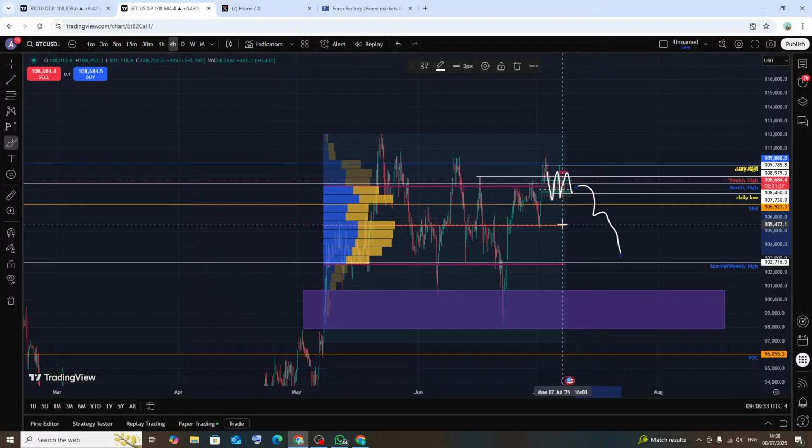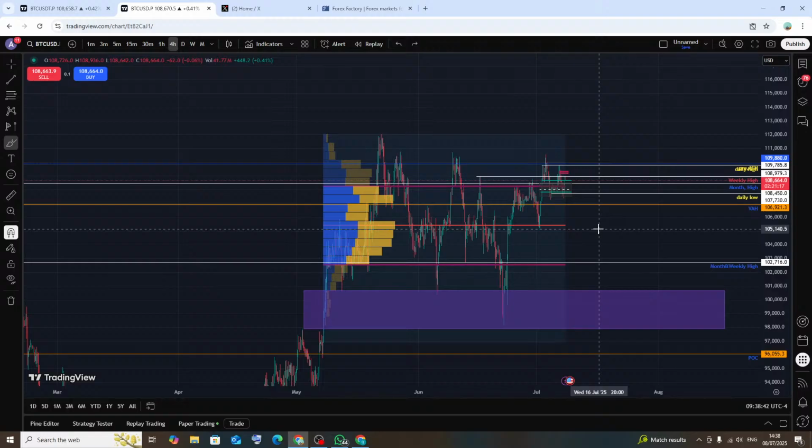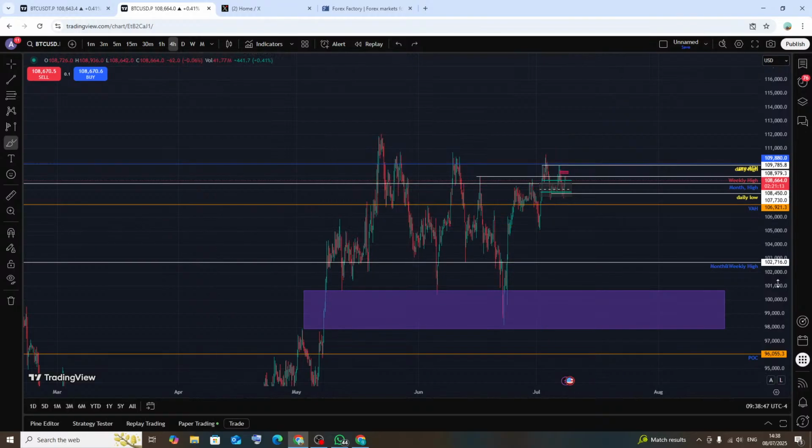Or on a bigger picture time frame, as I'm explaining to you, it may be possible as well that it stays more sideways and choppy, as we have seen from the charts. This is how it is. On a bigger picture time frame, we have explained everything.